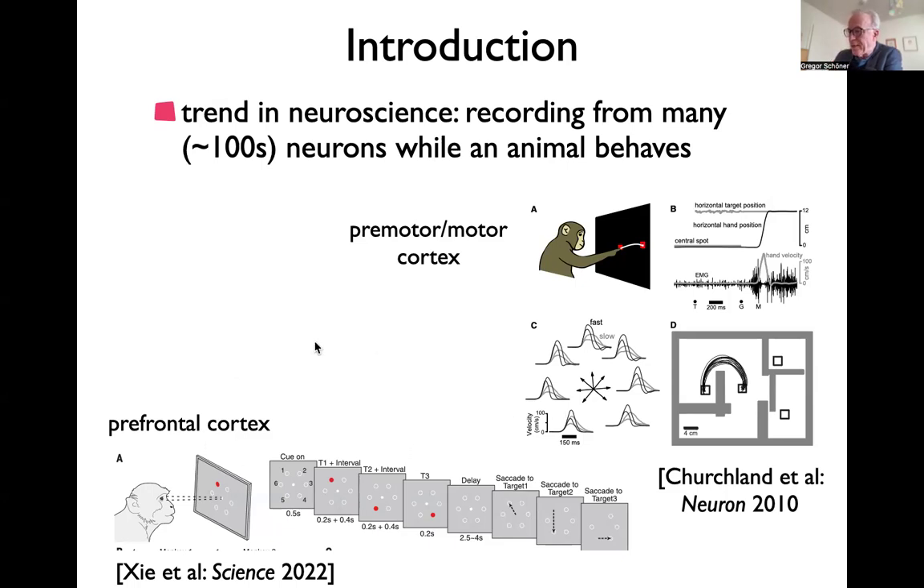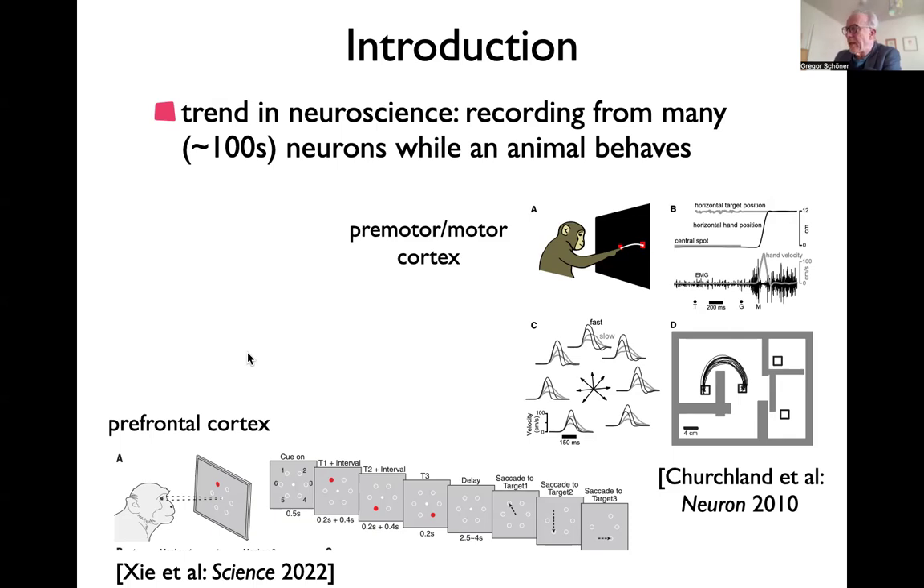So I'll take two case studies to illustrate this. In the motor domain, Churchland's group at Stanford has done a lot of this work. And then I'll refer to the study of Xi et al. I forgot the name of the lab. It's a Science paper on prefrontal cortex, and the methods are particularly easy to understand, so I'll refer to that.